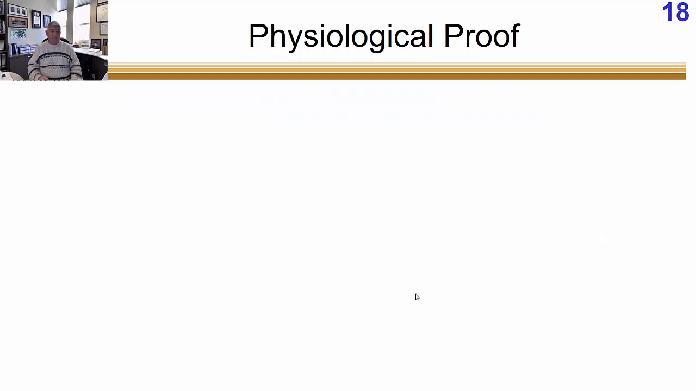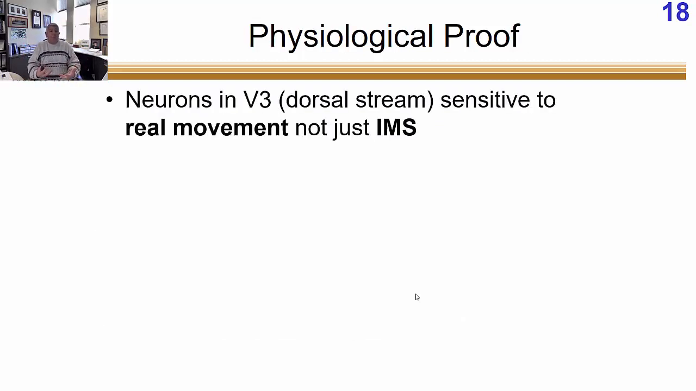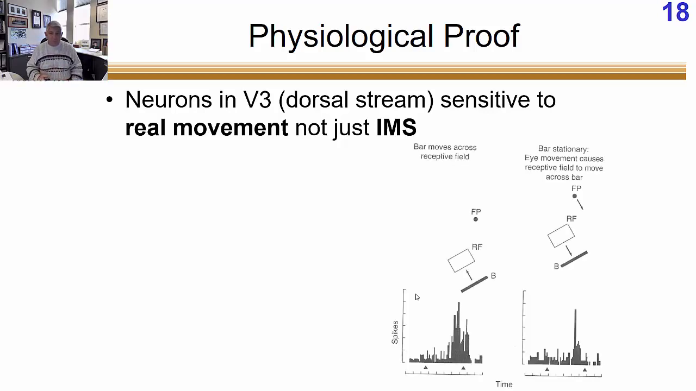All right, so there are neurons in V3 that are sensitive to real movement, not just IMS. So when I say real movement, I mean the output of the comparator, right? So here in a monkey, we have them fixate on a point, and then we're going to move this bar through this V3 neuron's receptive field.